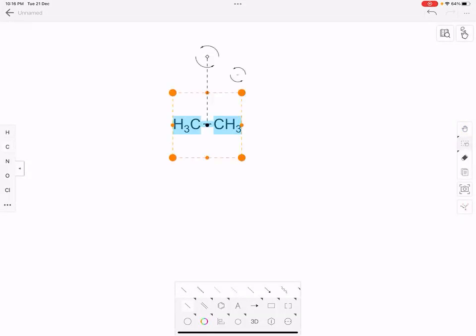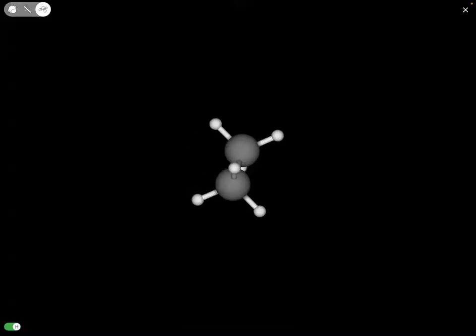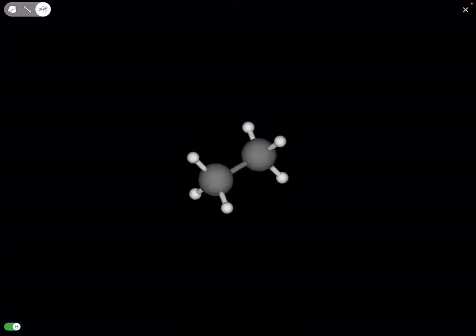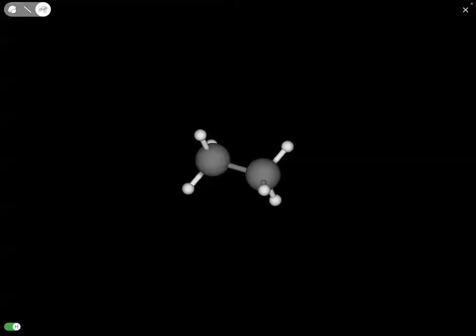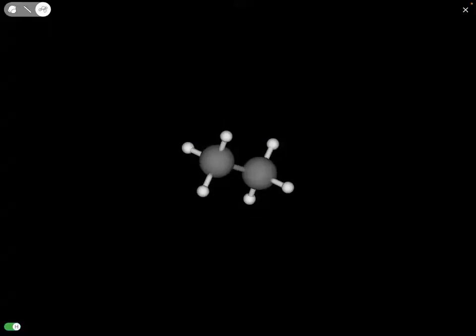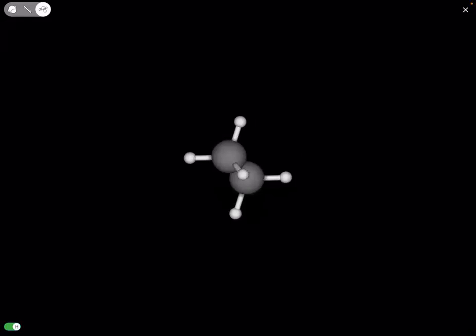Now, if you look at this molecule in 3D, it will be like this. Can you see? These two are carbons, gray colored, and white colored are hydrogens. And there is a bond between the two carbons. Yes, that bond can be rotated, because it is a single bond. You are getting my point?